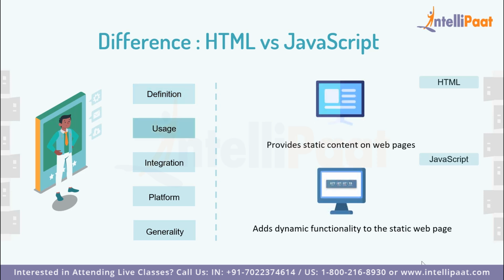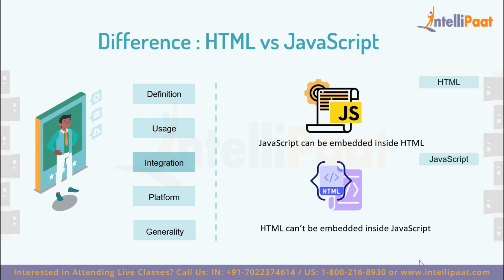Now coming to the usage of HTML and JavaScript. HTML provides static content on web pages which cannot change when the data in the database changes. Whereas JavaScript adds dynamic functionality to the static web page. So if data in the database changes and it is linked to the front end of the page, for example, if an image is updated in the database and it is linked to the front end of the website, then it will be updated in the front end as well. So it adds dynamic functionality. Now coming to the integration part of JavaScript and HTML. JavaScript can be embedded inside HTML, but HTML can't be embedded inside JavaScript.